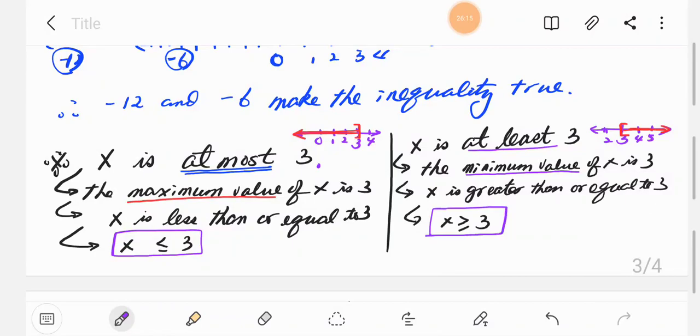So if you have a word like at most, it means maximum. The maximum of the variable x is 3, so all the values of x are less than or equal to 3. At least means minimum. Minimum means numbers are greater than or equal to the number. And at most means the maximum is 3, so the numbers are less than or equal to the number.